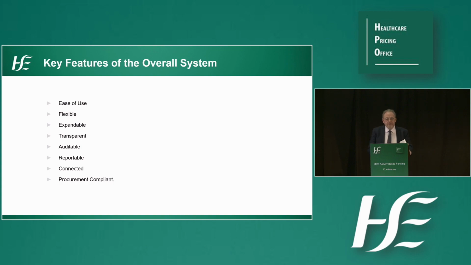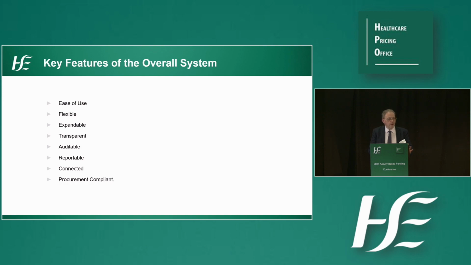In the overall system, there's a whole pile of key features or key touchstones that we would describe it by. The first thing is ease of use. That's what we've designed it to do. We don't want to be ringing people. We don't want to be getting phone calls every day from the users saying, how do I do this? How do we do that? So we keep it as easy to use as possible. We don't make it complicated.